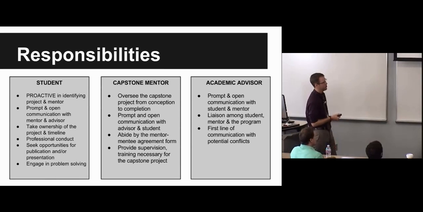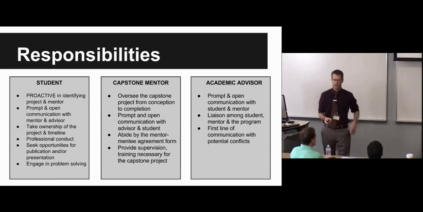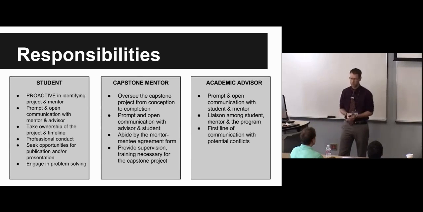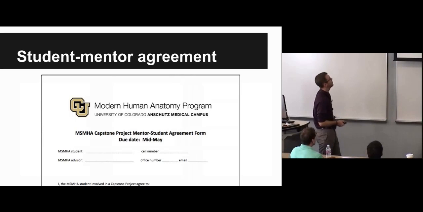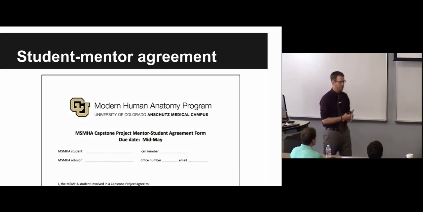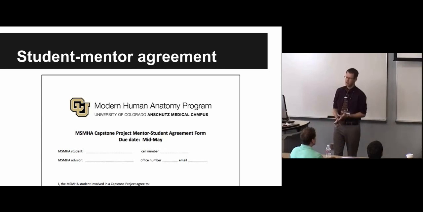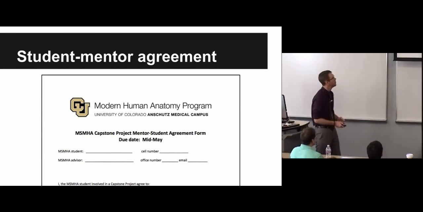If anything comes up, your academic advisor wants to hear about it first, okay? The data's not working, the methods are falling through, I don't know what's going to happen. Definitely talk to your academic advisor as soon as you can. Here's that student mentor agreement form. I just did the top part here, but the rest is going to outline the different responsibilities of the different people involved, okay? You, your mentor, and then the advisor is already aware of these things, but the advisor is going to need to sign this form as well.